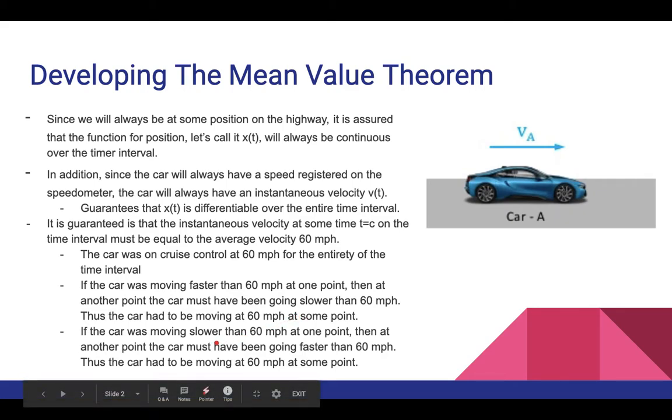Likewise, if we run the situation in reverse, if the car is initially moving slower than 60 miles per hour at one point, and then at another point the car was going faster than 60 miles per hour, the car had to be moving at 60 miles per hour at some point. So regardless of the situation, we can see that there always had to be some time where our instantaneous velocity was equal to the average velocity over the time interval.